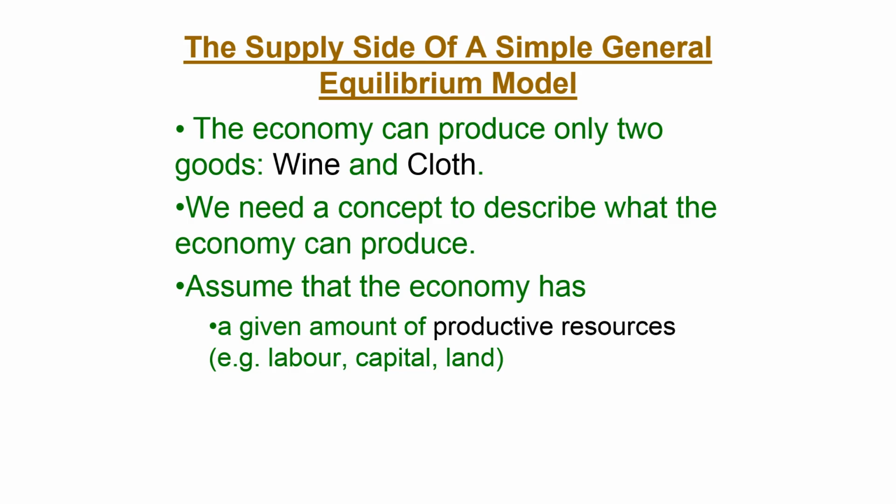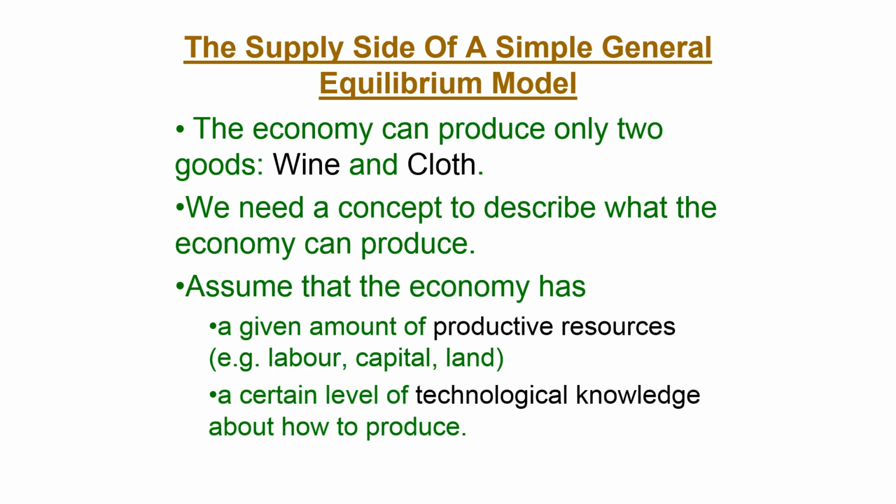Those resources are typically described in aggregate terms. We can talk about the total amount of labor in the economy, the total amount of capital that can be employed, and the total amount of land that might be available. Later on in the course, we'll see that we may want to talk about specific kinds of labor, skilled and unskilled, for example, or we may want to talk about specific kinds of capital that are employed in particular industries.